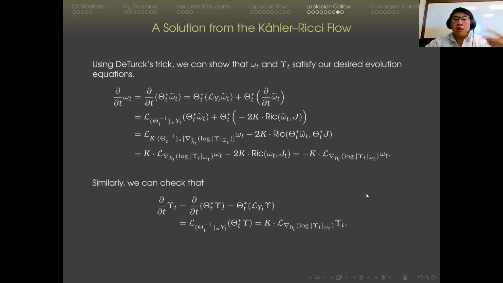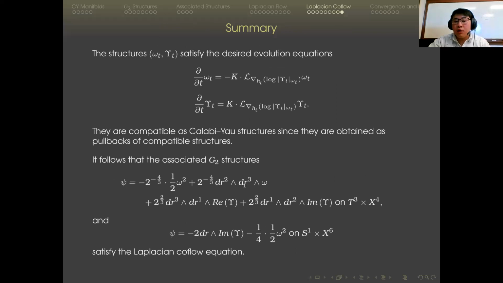Compatibility isn't an issue because we've already looked at that. And the coupled differential equations give us solutions to the Laplacian coflow. So everything is nice and good. We come from the Ricci flow, we get a solution to the Laplacian coflow. The only difference in this case is that we don't have short-time existence and uniqueness of the coflow, so we can't say that this is the unique solution to the coflow, although it's probably expected that it might be.